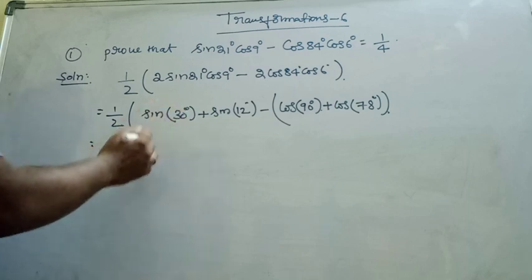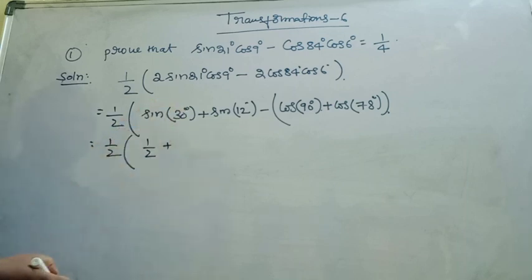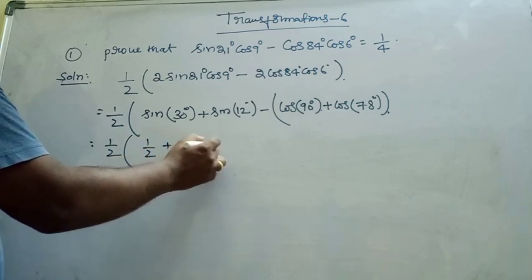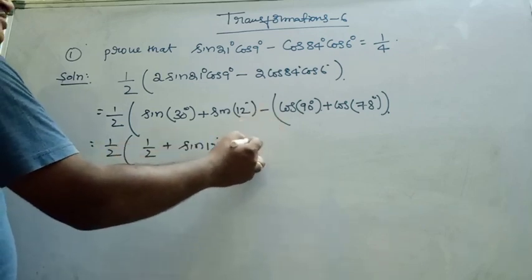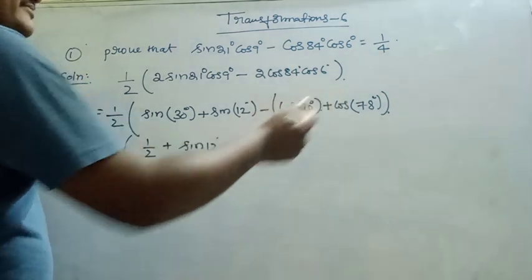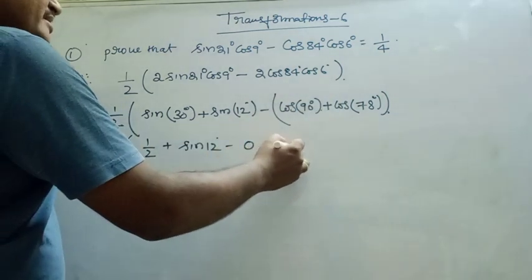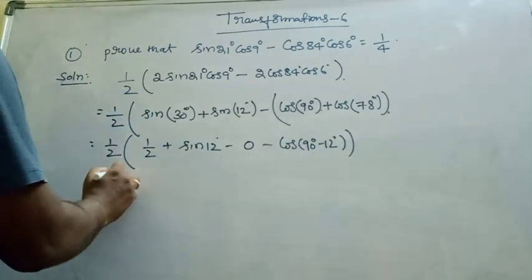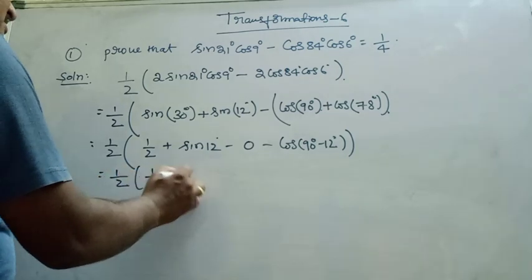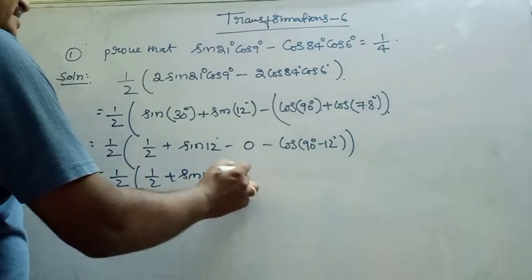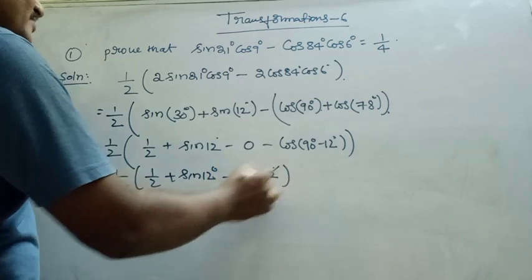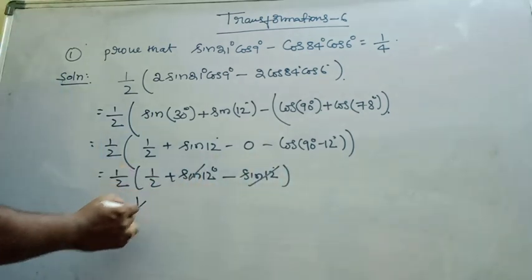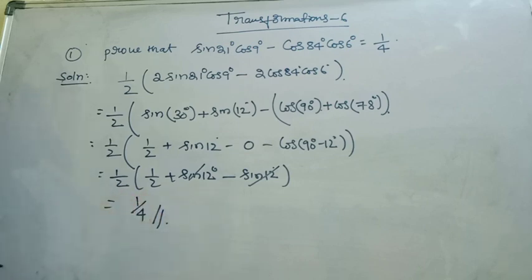Now this is equal to sin 30 degrees, that is 1 by 2, plus sin 12 degrees, minus cos 90, and this is minus cos 78. Cos 78 we can write as cos of 90 minus 12 degrees. This is now 1 by 2 into 1 by 2 plus sin 12 degrees minus sin 12 degrees. Now minus sin 12 plus sin 12 cancel, that is 1 by 2 into 1 by 2, equal to 1 by 4. Like this we will do this particular problem.